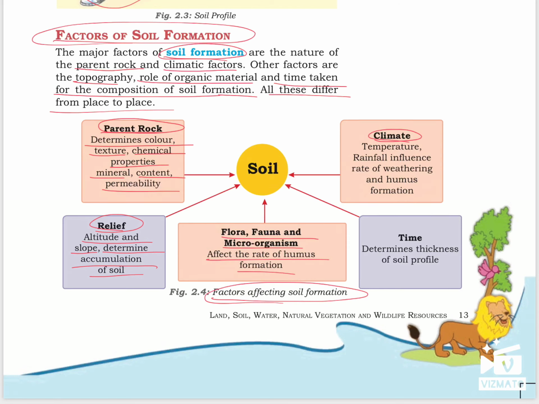Next, we have climate, which refers to temperature and rainfall, which influence the rate of weathering and humus formation. Next, we have time. Time determines the thickness of the soil profile. So, this soil profile and factors of soil formation are very important.